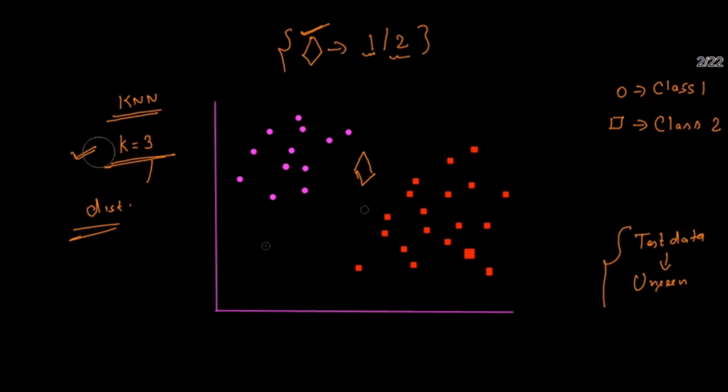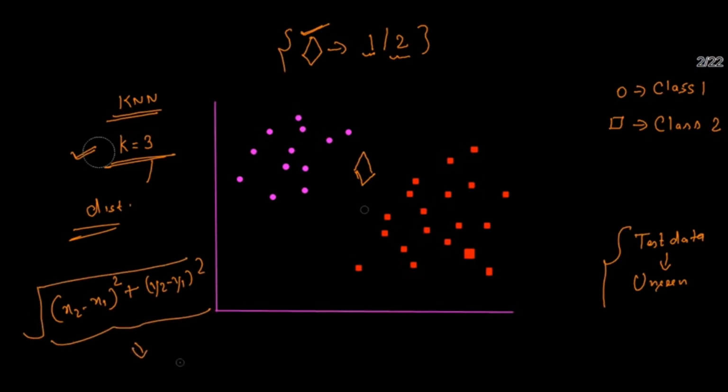So if you have heard about this formula, which is nothing but the square root of (x2 minus x1) square plus (y2 minus y1) square, this is nothing but the distance between 2 points having coordinates x1, y1 and x2, y2 in some plane.